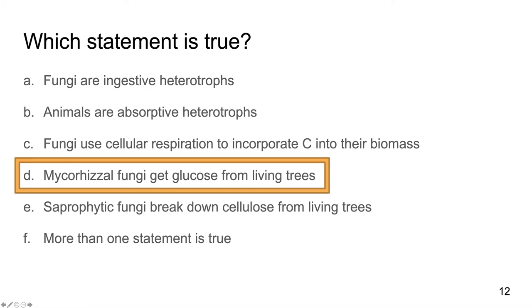Fungi use cellular respiration to incorporate carbon into their biomass. That's not true. They use these biosynthetic processes to incorporate carbon into biomass. Cellular respiration is actually going to take carbon out of their biomass and release it into the atmosphere as CO2, as we discussed in the previous slide. Saprophytic fungi break down cellulose from living trees. Saprophytic fungi do in fact break down cellulose, but they do that from dead trees. If they're taking it from a living tree, then by definition, they are parasitic fungi because they're having a negative effect on that tree if they're breaking down its cellulose.